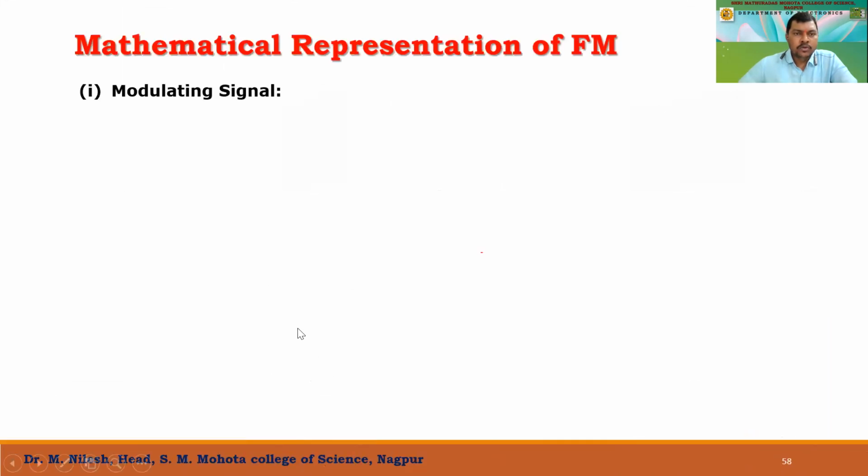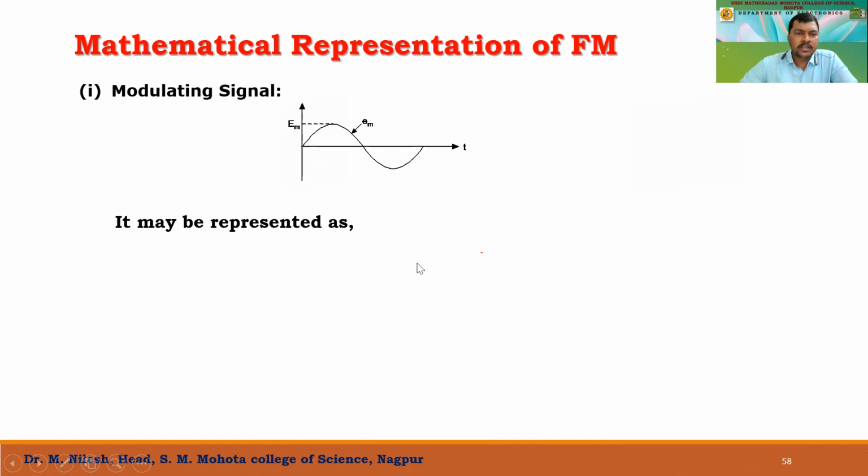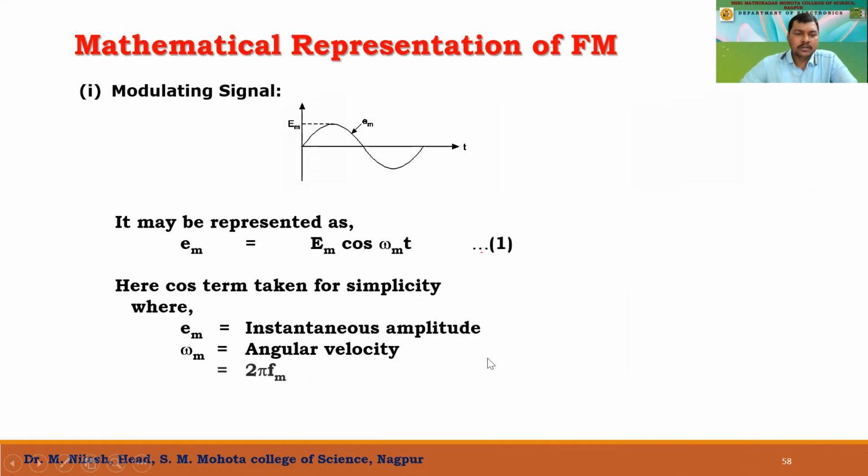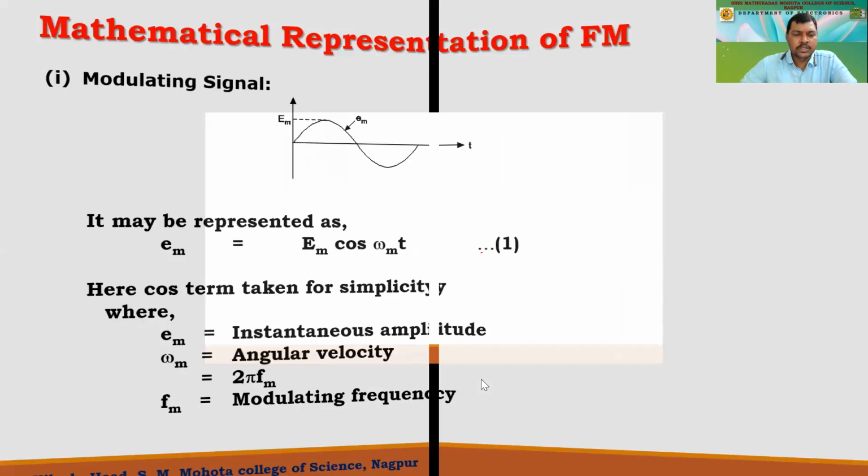Okay. So the mathematical representation of FM begins with the modulating signal. The modulating signal equation is em equal to Em cos omega m t. These are the considerations, the nomenclature that we have taken. Em is equal to instantaneous amplitude. Omega m is the angular velocity, that is equal to 2 pi fm, and fm is equal to modulating frequency.